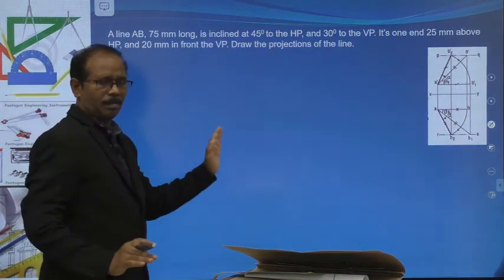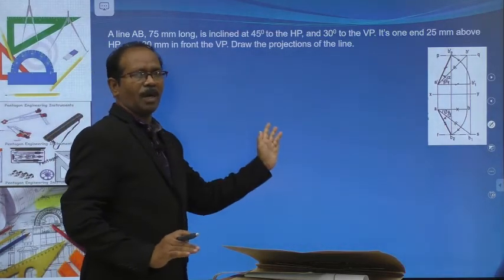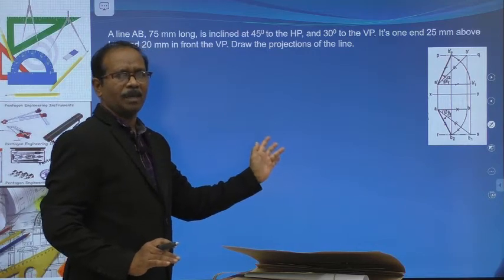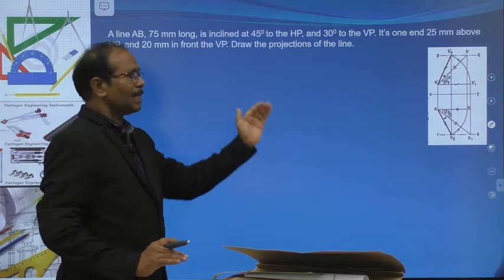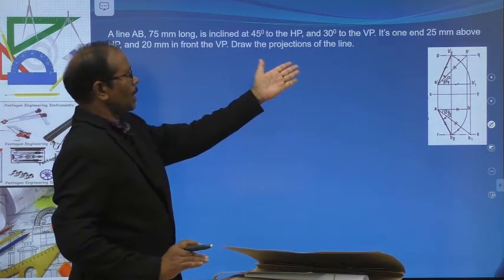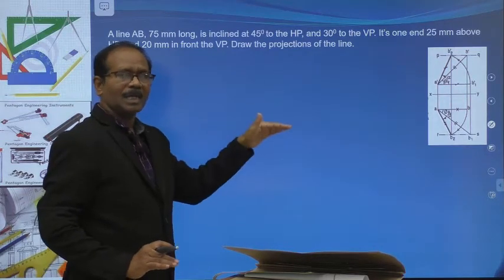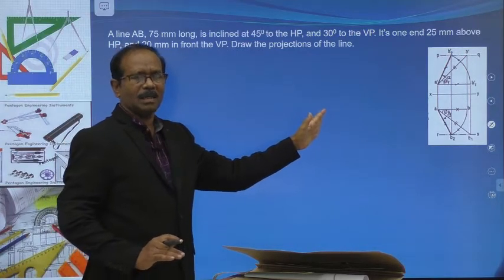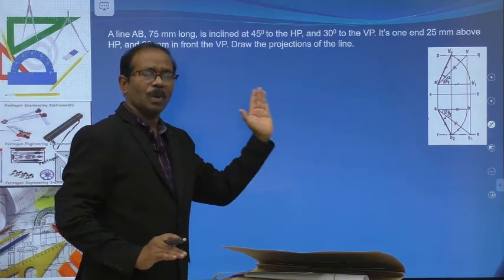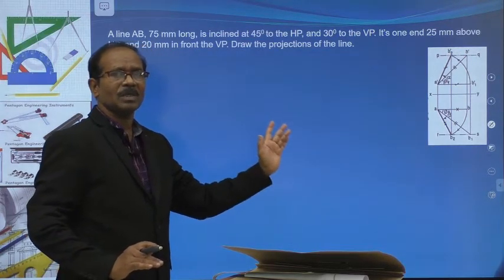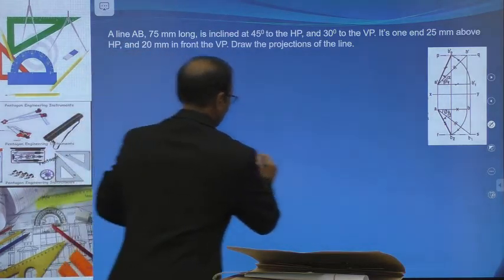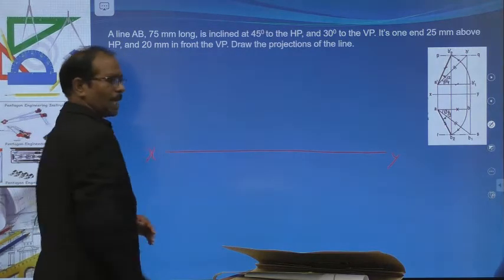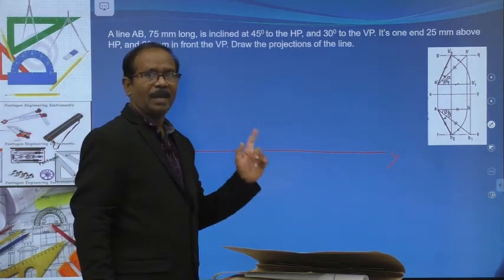Just read the problem. A 75 mm long line inclined at an angle of 45 degrees to the horizontal plane and 30 degrees to the vertical plane. End A is 25 mm above HP and 30 mm in front of VP. Those values can change; any values may be given. So how to attempt such problems? First start with the XY line. Fix the end A point.